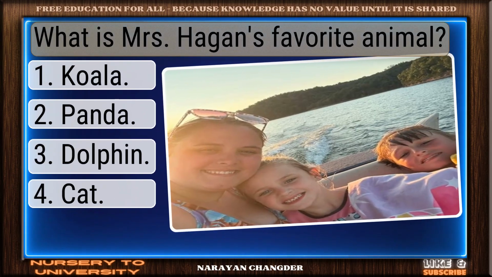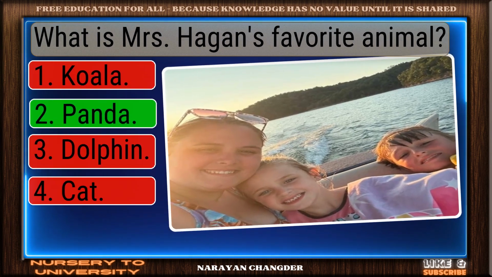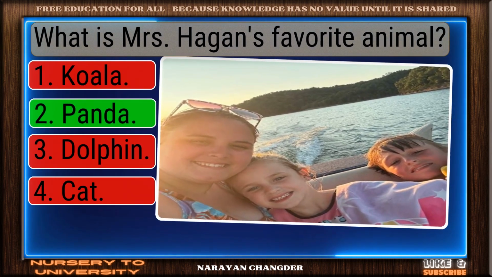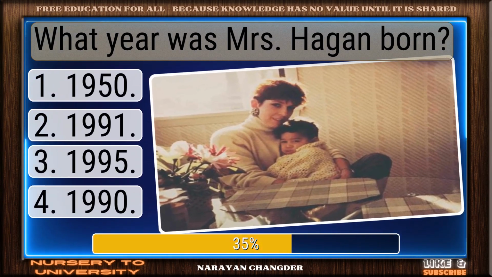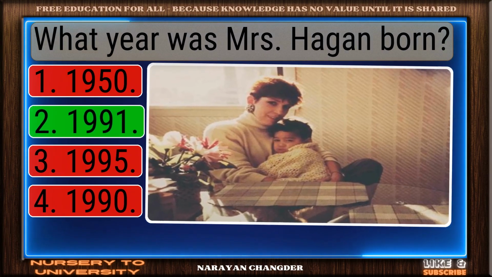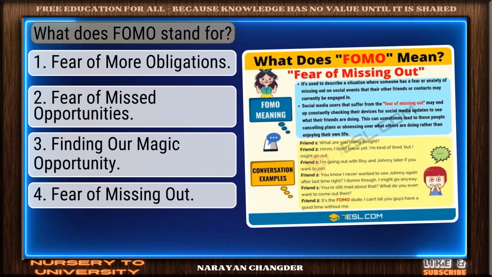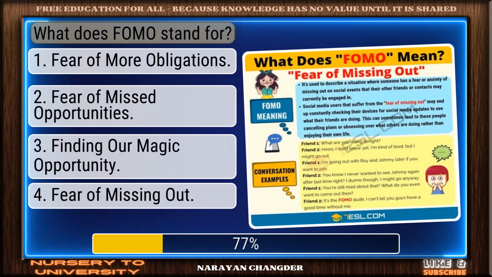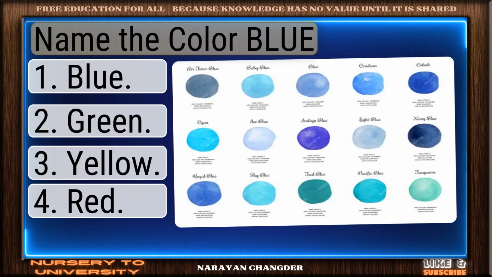What is Mrs. Hagen's favorite animal? On track. Panda is the correct answer. What year was Mrs. Hagen born? Clear logic. Your choice 1991 is sound and 100% true. What does FOMO stand for? Valid point. Fear of missing out is true.